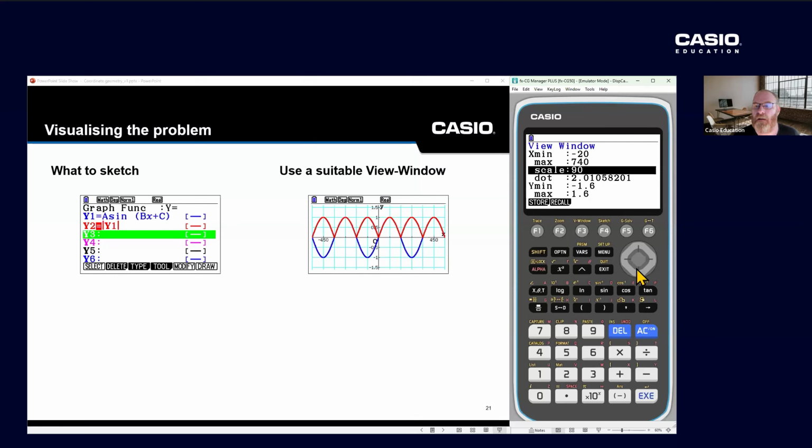Let's go up in 90s, and I was told that the maximum, sorry, yeah, right, let's do -60 and 60. So the maximum we were told was 60. Let's go up in 25s. Okay. If I exit and then draw, what we've got there is a very flat curve.